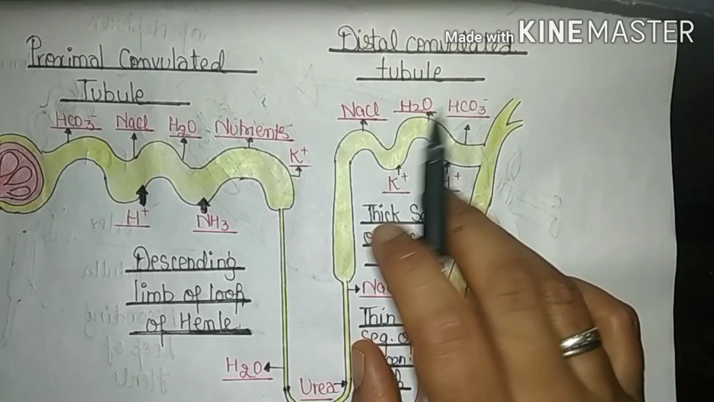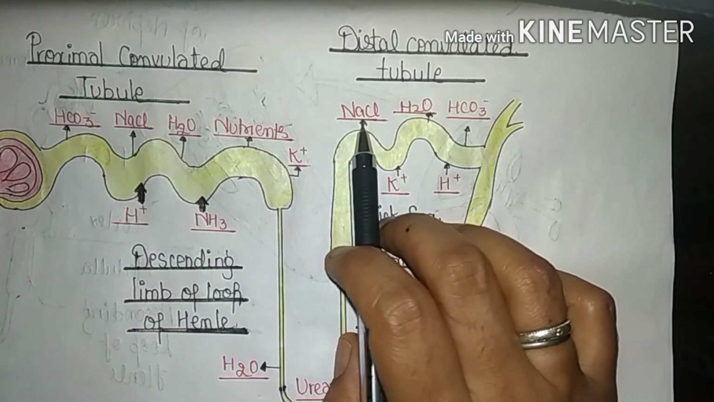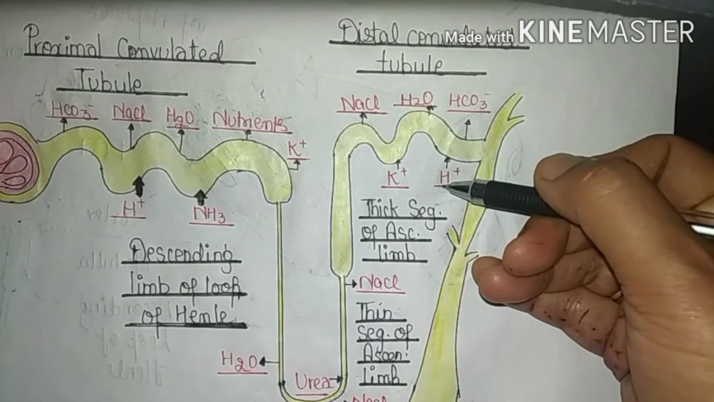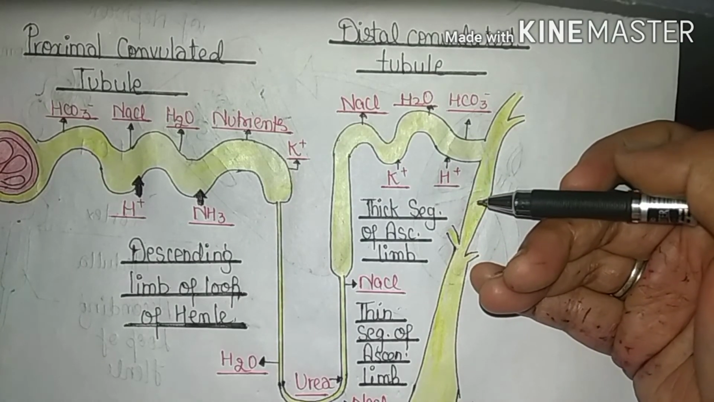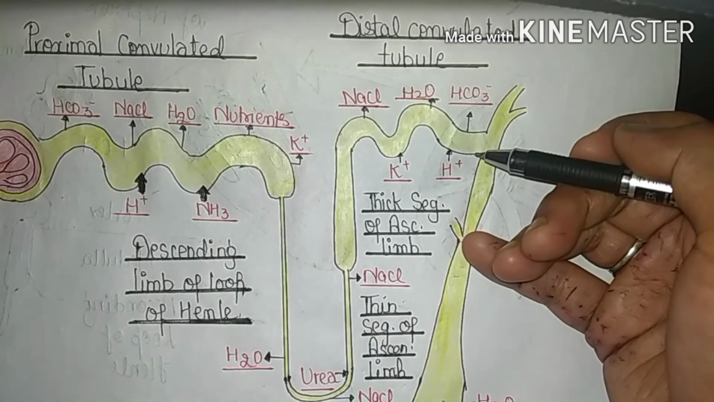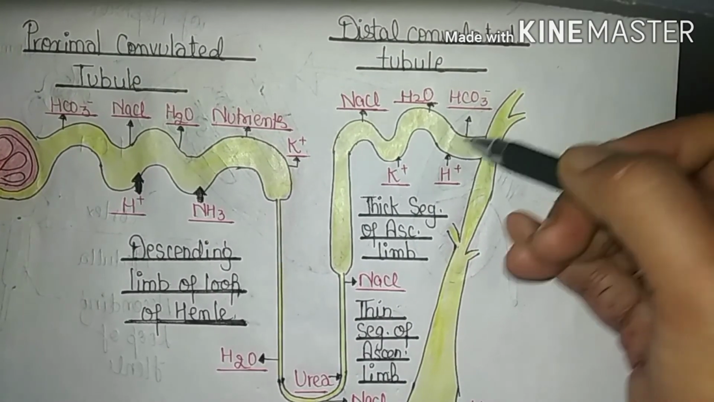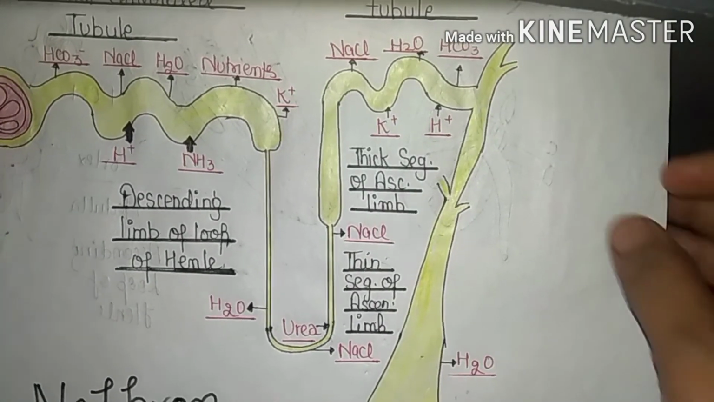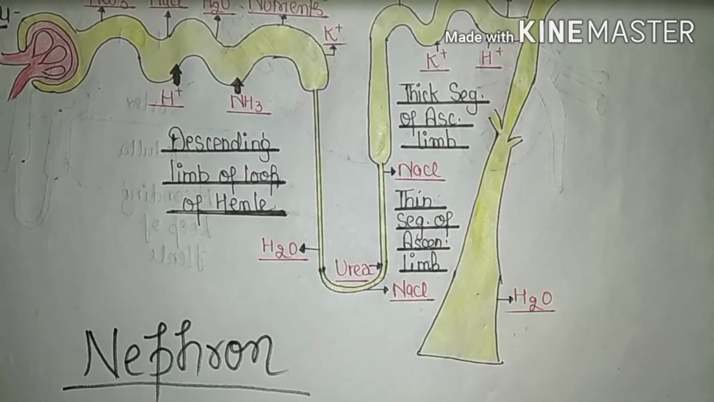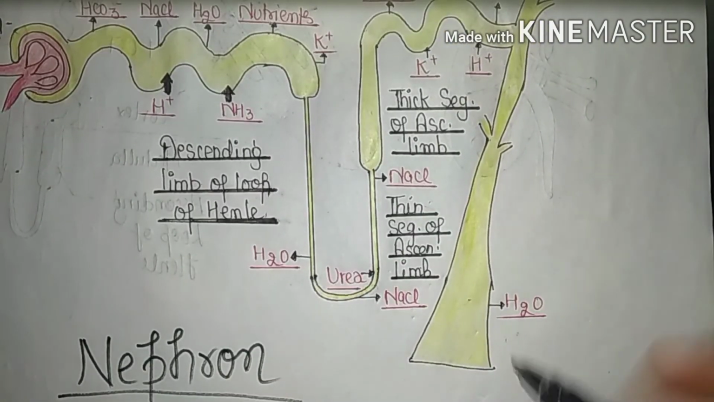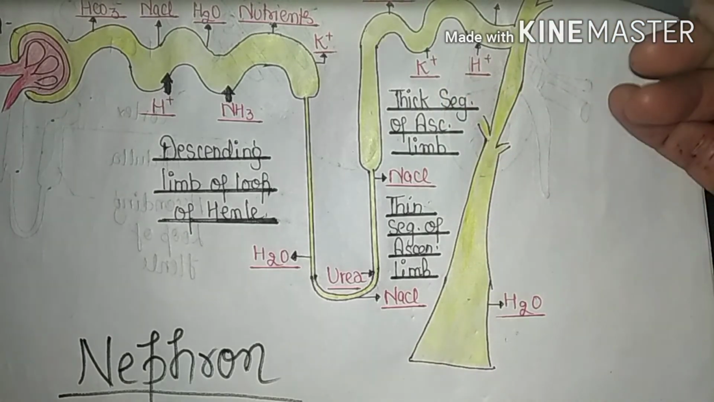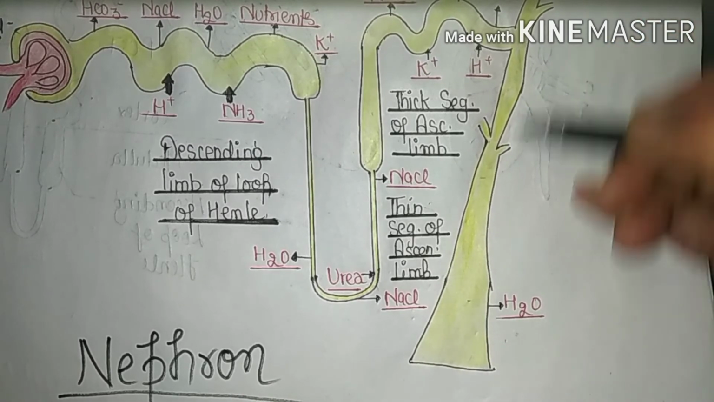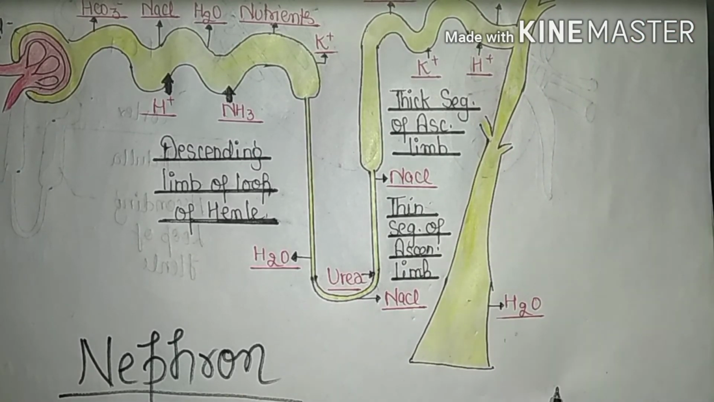Next is the distal convoluted tubule. It reabsorbs sodium chloride, water and bicarbonate ions, and secretes potassium and hydrogen ions. The distal convoluted tubule also reabsorbs calcium ions. This is the collecting duct present over here, and in it water is reabsorbed. The secreted products or waste products collect over here and pass to the ureter and then to the urethra.